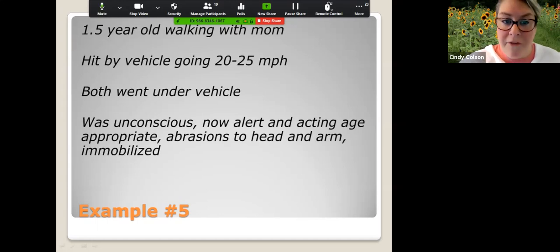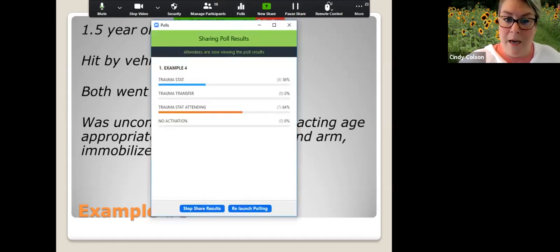Okay, so we have a 1.5-year-old walking with mom. They were both hit by a vehicle that was going 20 to 25 miles an hour. Both patients went under the vehicle. The child was unconscious, but now is alert and acting age appropriate with abrasions to his head and arm and is immobilized. I'm going to go ahead and open the poll.